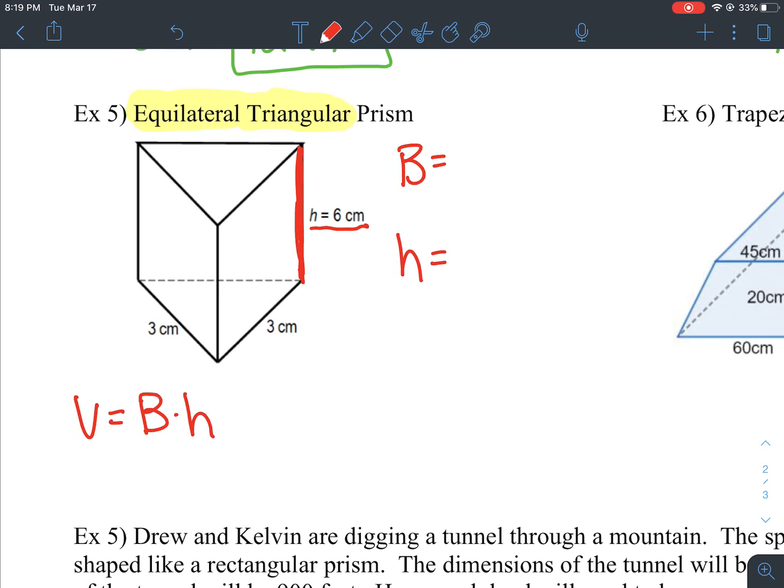It's the distance from one base to the next. The height is 6. Capital B is the area of the base. Well, it tells us again that the base is an equilateral triangle. So we want to refer back to that previous formula that we learned last unit. Area of an equilateral triangle is s squared root 3 all over 4.